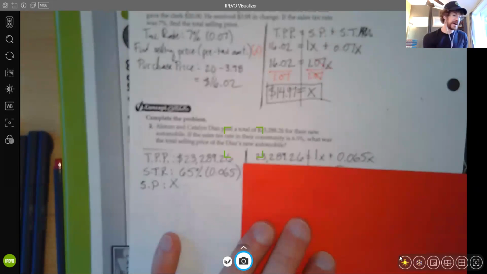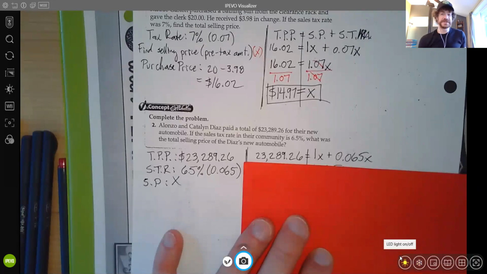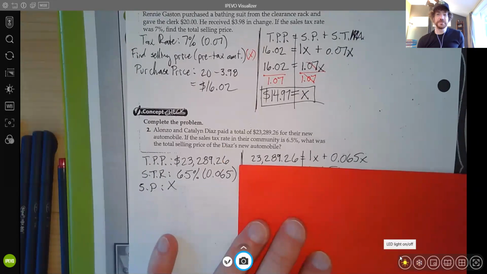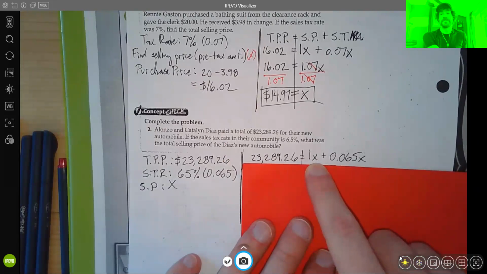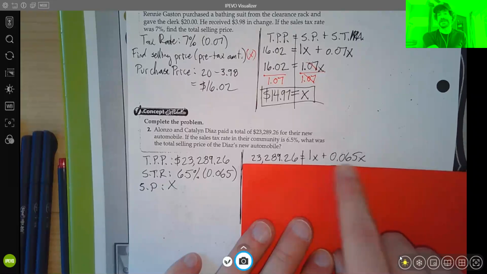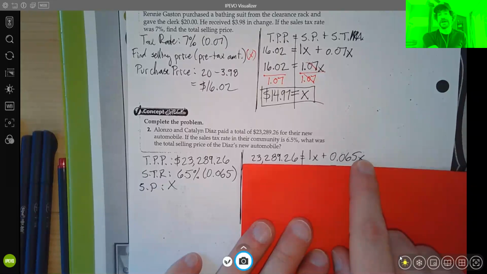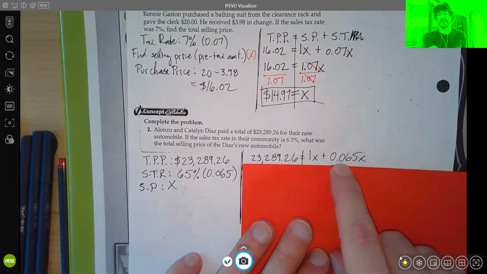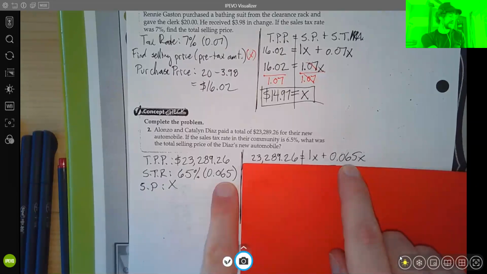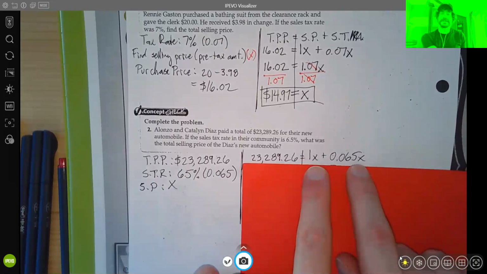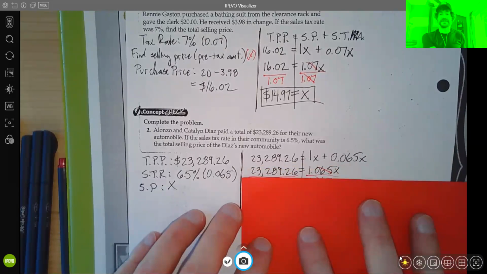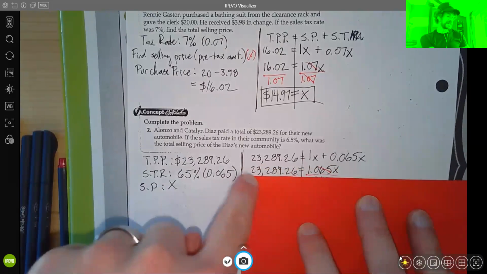So the total purchase price, $23,289.26, is equal to the selling price, which we're trying to figure out, we don't know, that's our X or our 1X, plus the amount paid in sales tax. And the amount paid in sales tax is always the selling price multiplied by the sales tax rate. So selling price X multiplied by the sales tax rate is 0.065 because it was 6.5%. So we can add these two together because they're like terms on the right-hand side, and that gives us 1.065x. Nothing changes on the left yet.